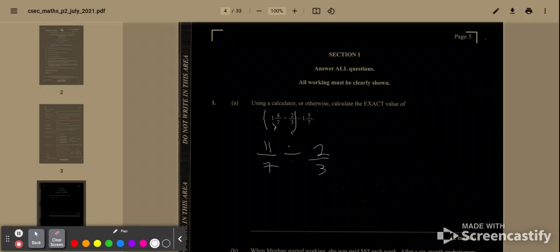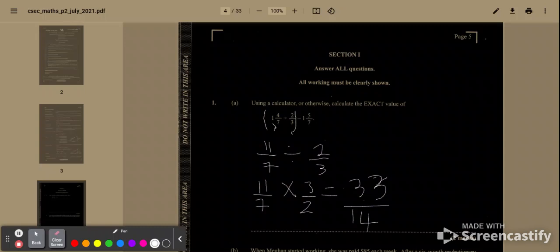With dividing fractions, we have a method: keep, change, and flip. We keep the fraction on the left-hand side, change the division to multiplication, and flip the fraction, or as we call it, the reciprocal. So 2 over 3 becomes 3 over 2. Finally, we multiply: 11 times 3 gives us 33, and 7 times 2 gives us 14. So for the first part we get 33 over 14.